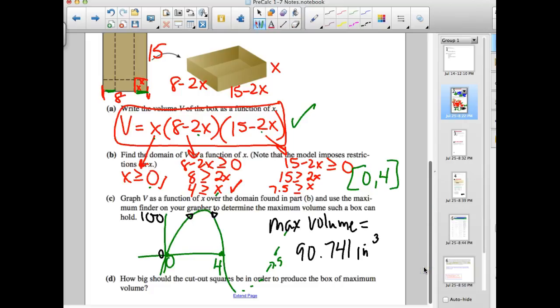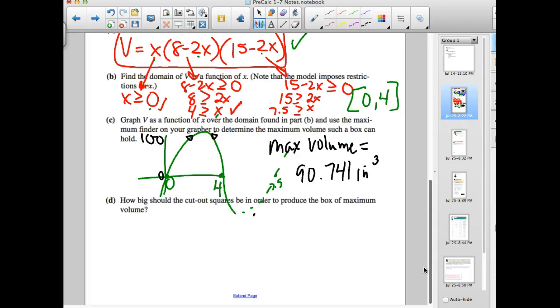Okay, and then the last question says, what size should that x be to give us that maximum volume? What was your x coordinate at that highest point? Give me 3 decimals. 1.667. So if we cut off 1.667, or about 1 2/3 inches from each side, and folded it up, that would give us the maximum volume for that box. Questions on that one?